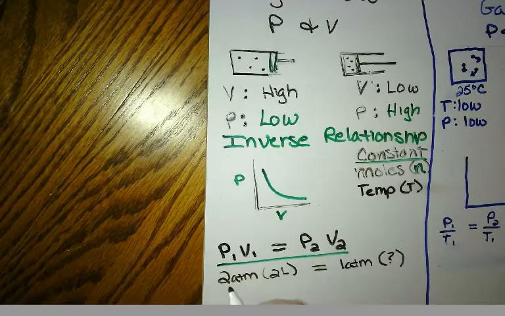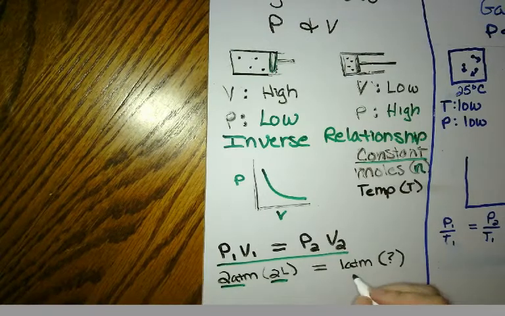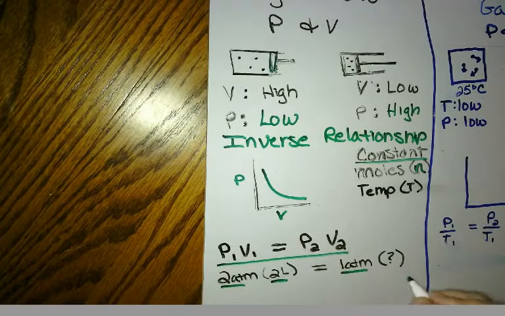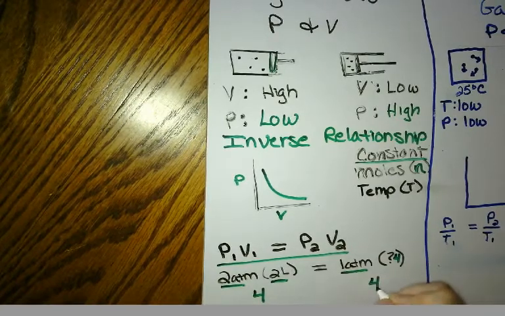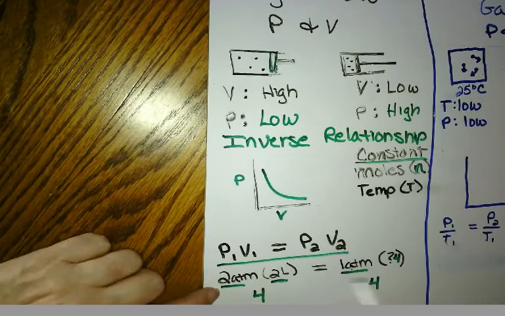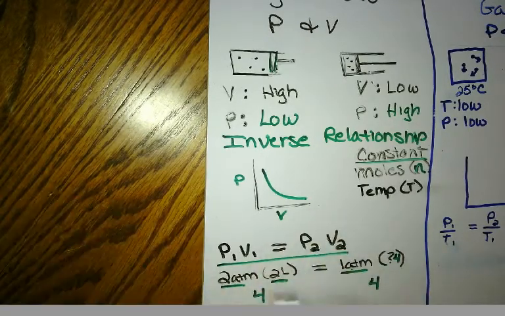So let's say that I had 2 atmospheres of pressure and it was in a 2-liter container. And my pressure goes down to 1 atmosphere. Why did my pressure drop? Well, this would equal 4 on this side, so this would have to be a 4 to equal 4 on this side. Notice when my pressure went down, my volume went up. Okay, and we're going to do our math tomorrow. Right now, I just wanted to show you the math and why it is opposite.